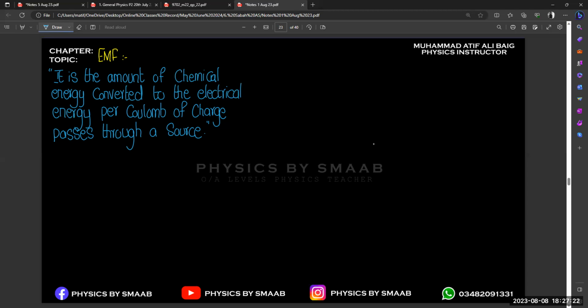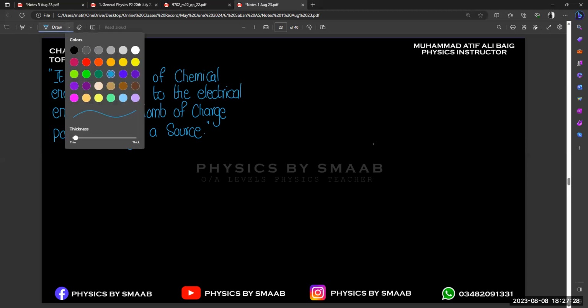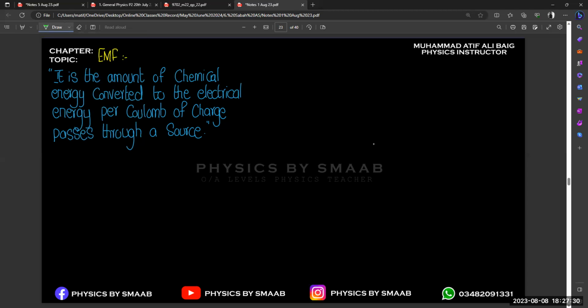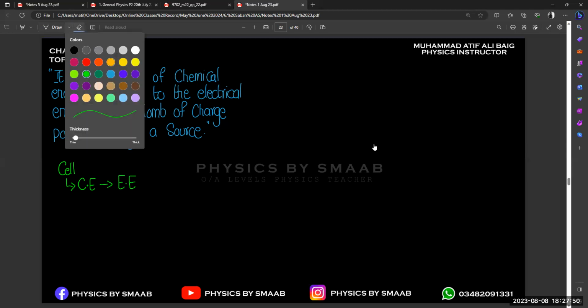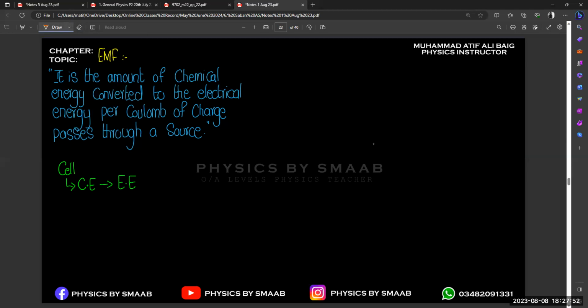Let's suppose a lamp is connected, so we know that electrical energy is converted into light energy. This cycle is very simple. Let's suppose we use a cell. The cell gives us chemical energy, and that chemical energy converts into electrical energy. So this specific part is known as EMF, right?